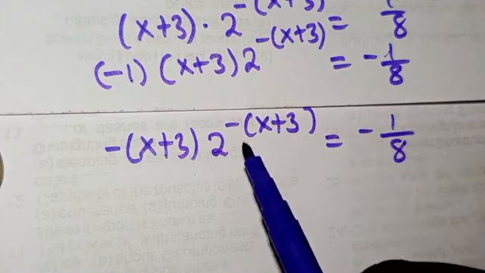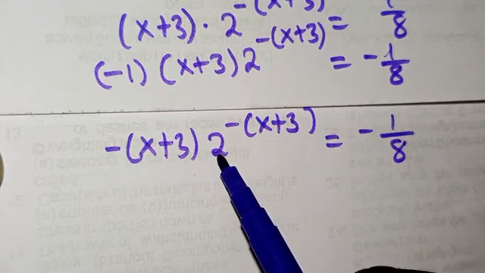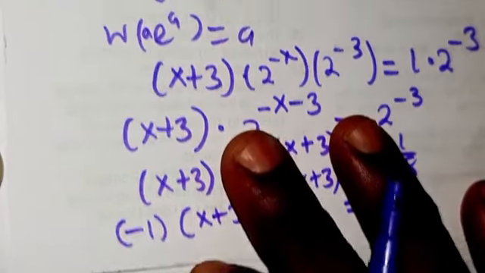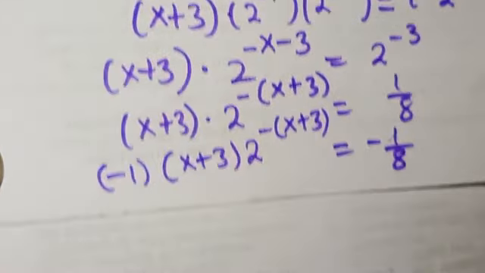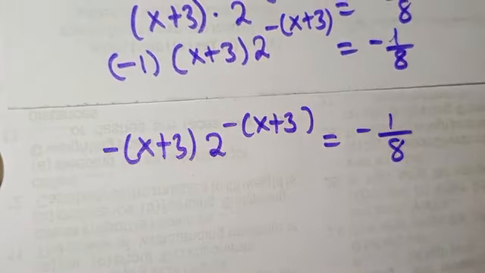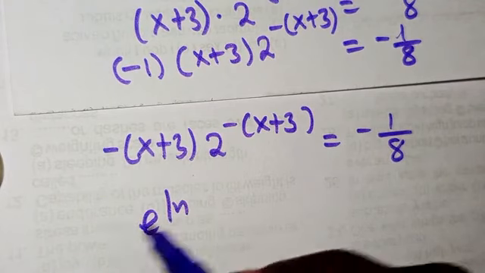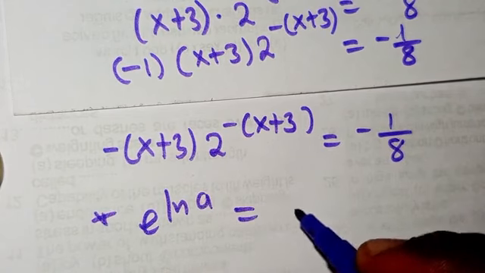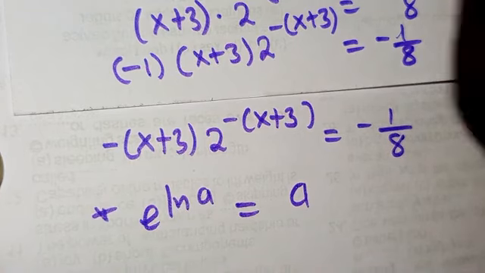So now the next thing we are going to do, we can see the resemblance is coming. The only problem we are having here is these two. We have to change them to e to the ln if we must use the Lambert W function we mentioned here, because we need e here. So we want to change this to e. Remember that if we have e to the ln A, this will give us A, because e and ln are inverse to each other.